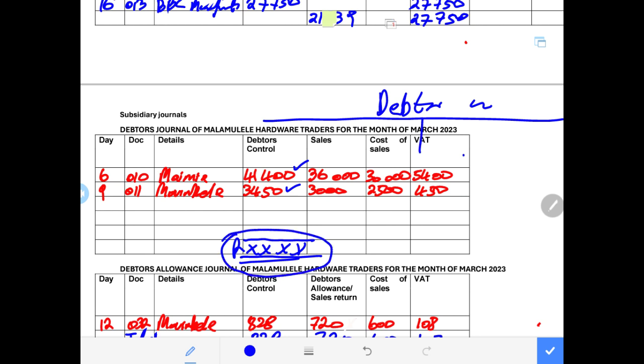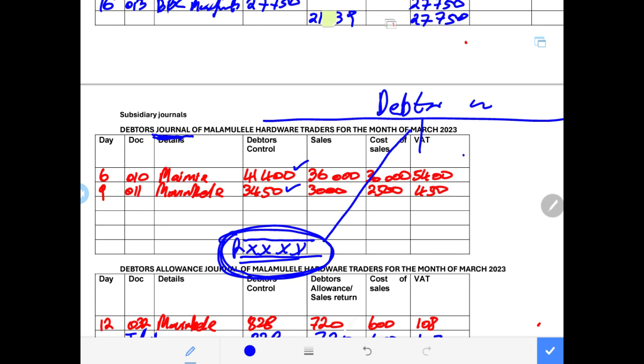So the total, which is fine in the journal, this is the debtors journal, was correct. We took the total that is correct in the journal and recorded it to the debit side of debtors control. So debtors control is sorted.